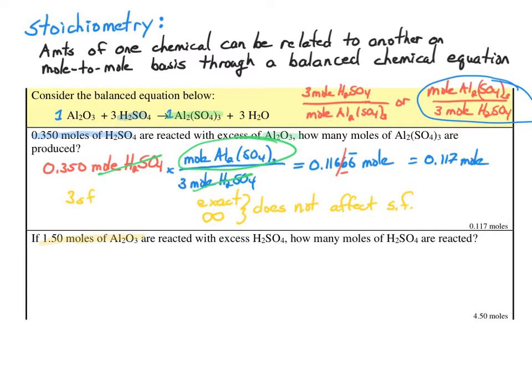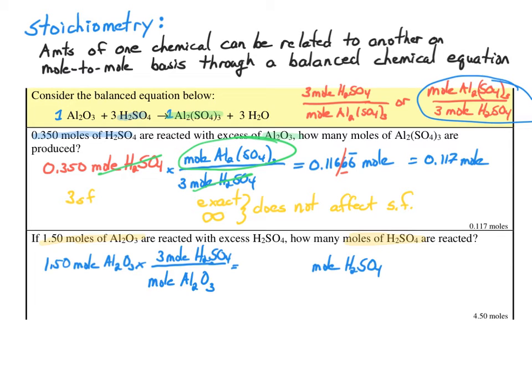The second problem, very similar. We're comparing aluminum oxide to sulfuric acid using the same balanced chemical equation. As always, we start with the measured number in the statement of the question. Again, we're going to use our balanced chemical equation as a conversion factor. In this case, we want aluminum oxide and its coefficient to be in the denominator so that we can cancel out units of moles of aluminum oxide.